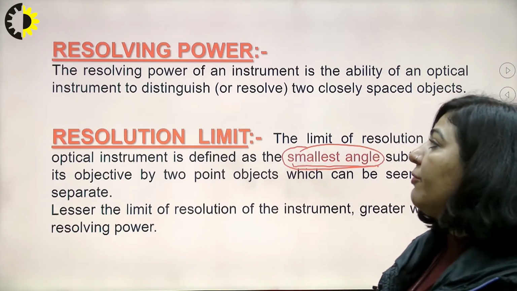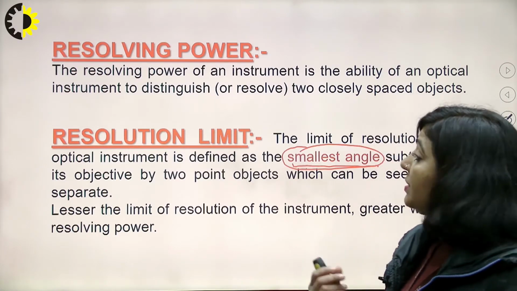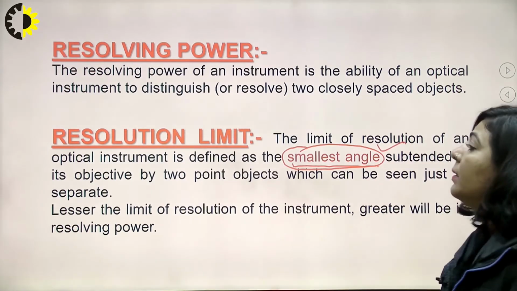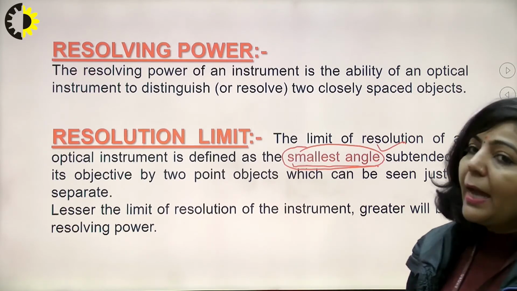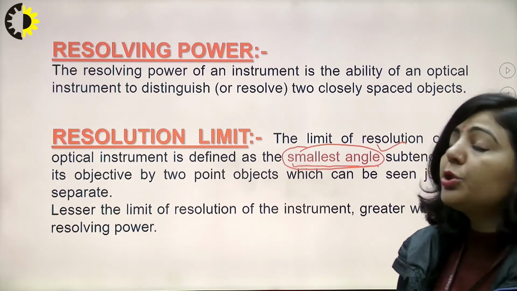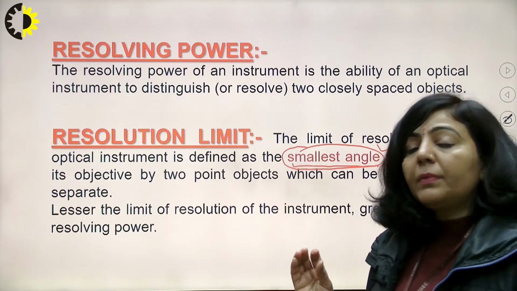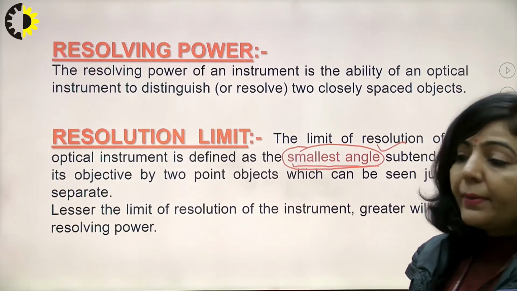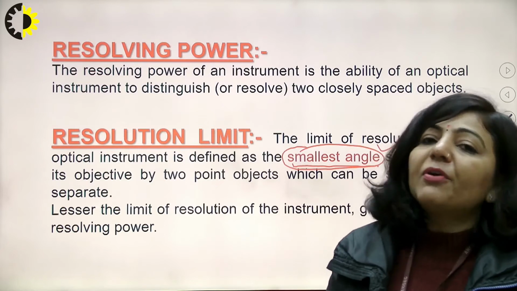And this resolving power is related to the limit of resolution. The limit of resolution is basically defined as the smallest angle subtended at its objective by two point objects, and the resolving power is inversely proportional to the limit of resolution. It means the greater the limit of resolution, the smaller will be the resolving power. So the limit of resolution should be very, very small, only then the resolving power will be higher.